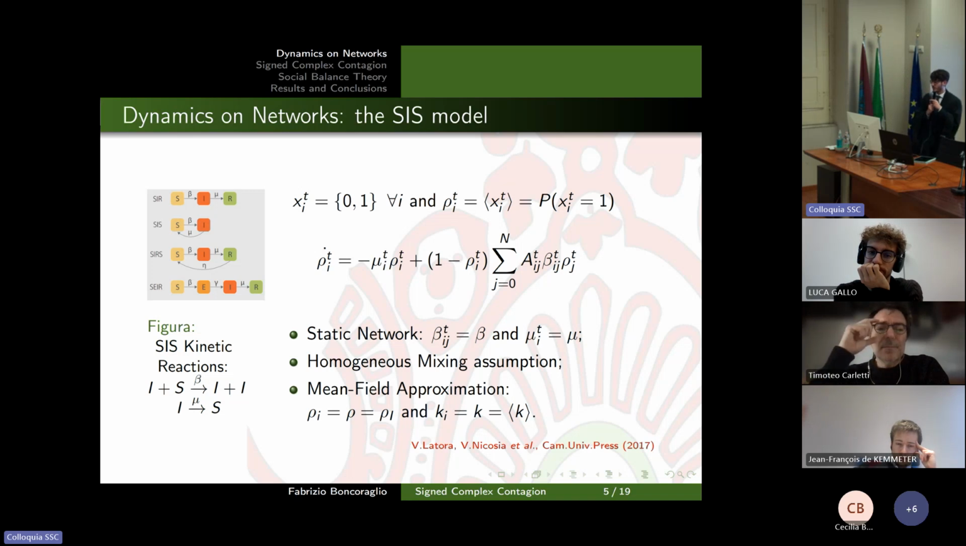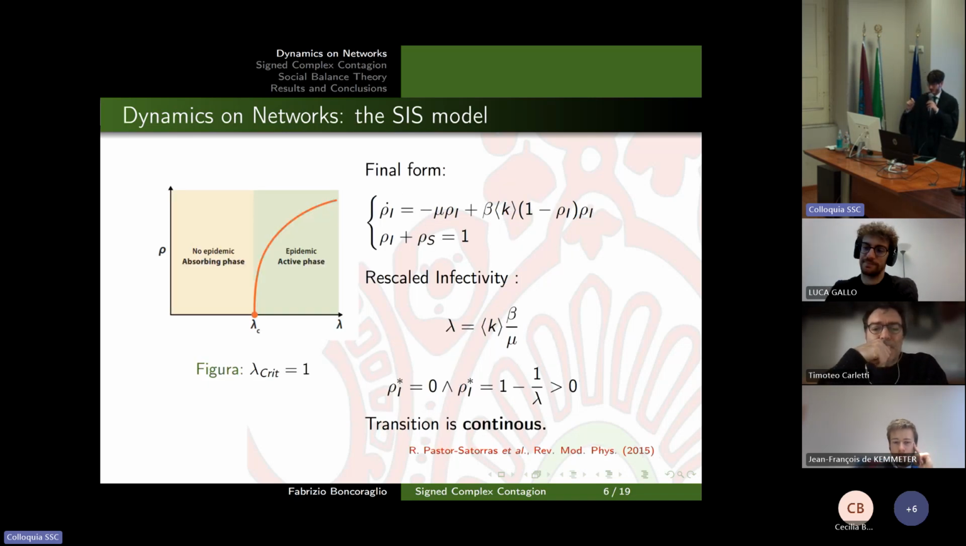We're going to assume that all nodes are statistically equivalent to one another, and we're going to use a homogeneous mean field approximation, saying that the density of infection of node i is equal for every node, and so the degree, the number of neighbors connected to node i through a link, is equal for each node. So we're losing information about the topology, but this allows us to simplify this model into one single equation.